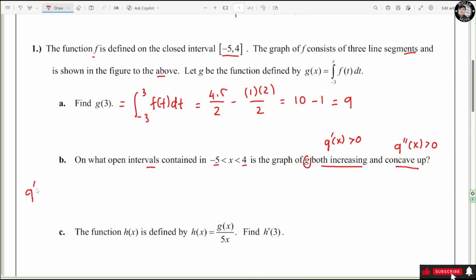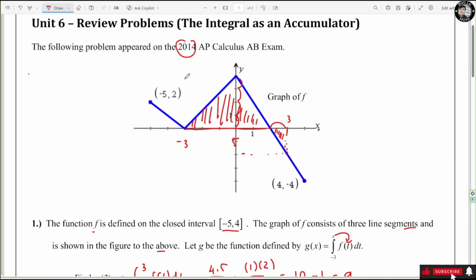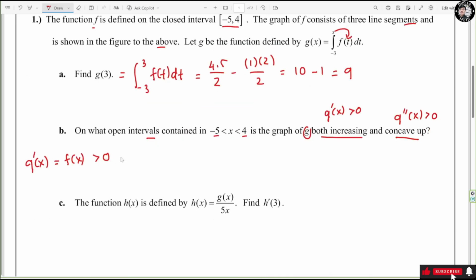So we have g prime of s. We just substitute s for t into this expression. It's actually f of s, and we need this one to be greater than 0. So we look at the graph right here. This is the function f. If it's greater than 0, it should be above the x-axis, so it should be from -5 to this one right here, 2. This guy right here is above the axis. So we have the interval from -5 to 2.